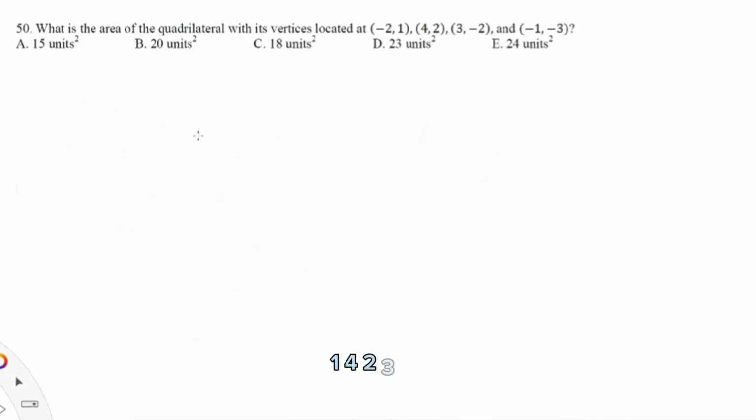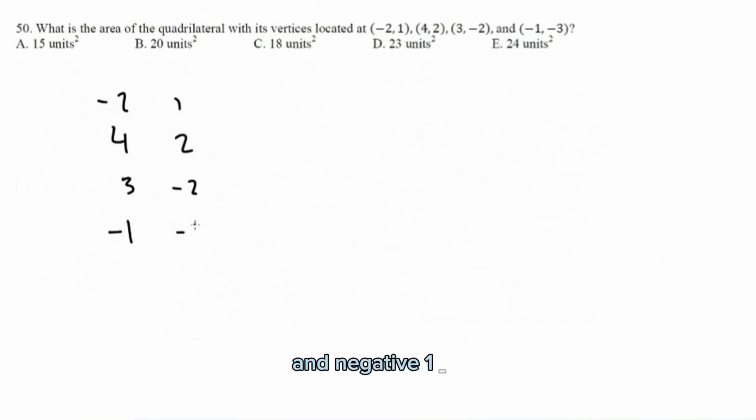Next, what is the area of the quadrilateral with its vertices located at negative 2, 1, 4, 2, 3, negative 2, and negative 1, negative 3? Alright, so let's write out all our coordinates to solve this. So we have negative 2, 1, 4, 2, 3, negative 2, and negative 1, negative 3.